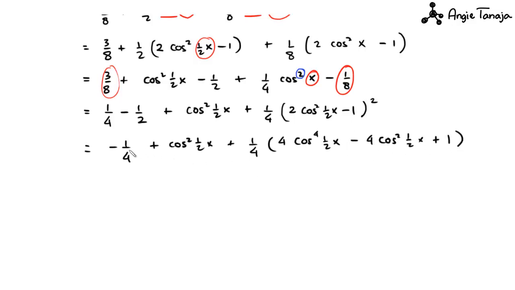So when you see here, we can just eliminate some parts. For example, this one we can eliminate with plus 1/4 times 1, which is also 1/4. And then you can also see here that cos square half x can be cancelled with this negative cos square half x. So the remaining is just cos to the 4 of half x. So then you can prove it.